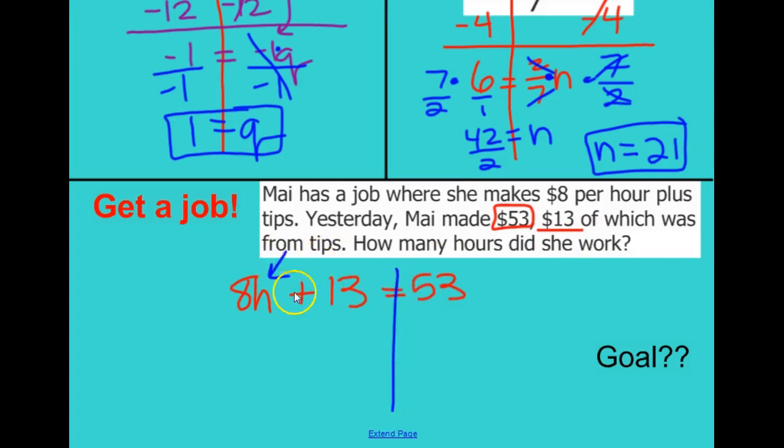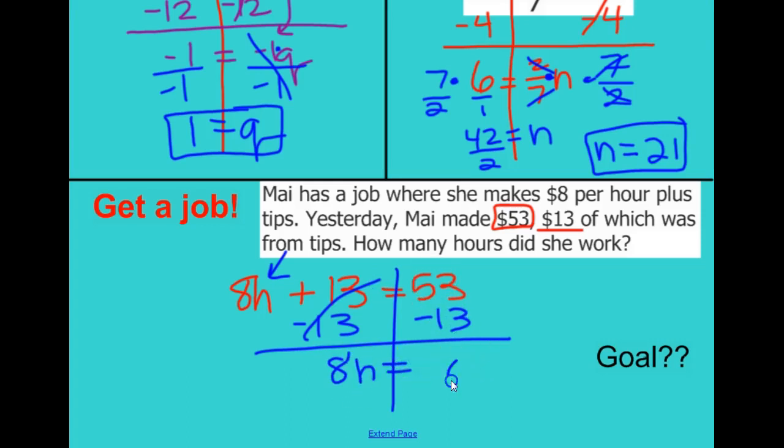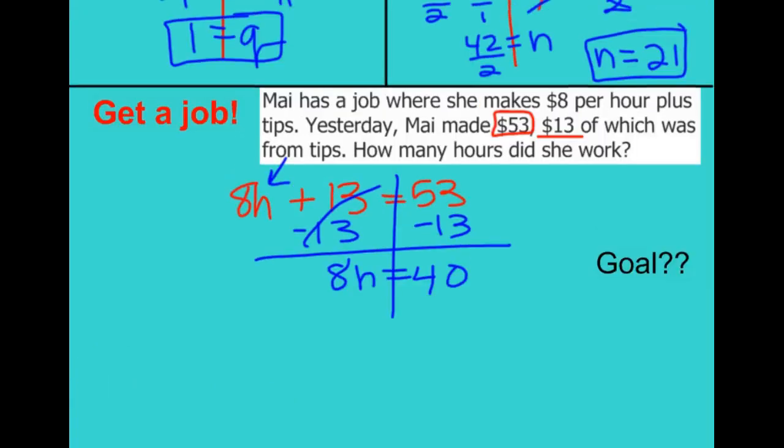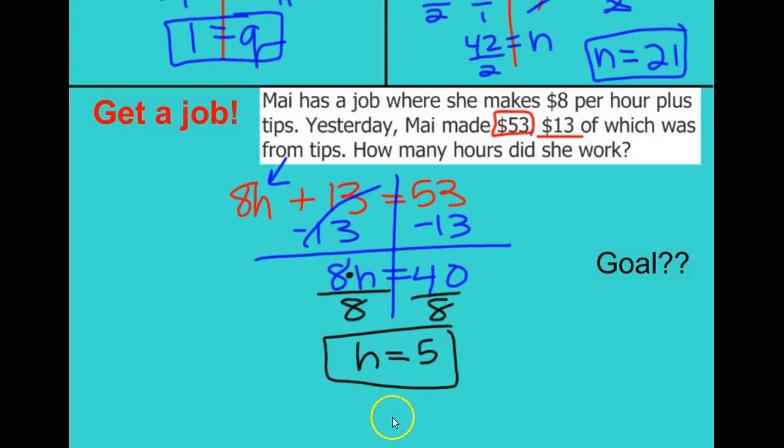So let's solve this. Get rid of your addition or subtraction first. Subtract 13. We have 8H equals now 40. And then last, the opposite of multiply is divide. So 8 times 5 gives us 40.